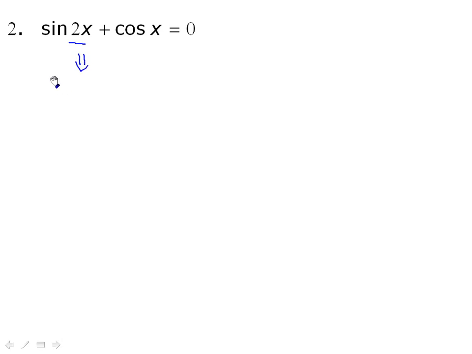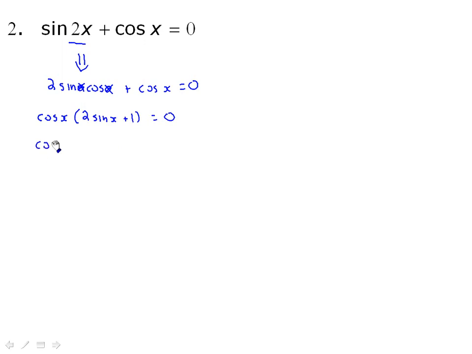If you take a look at your formula sheet, you'll see that this expands into 2 sine theta cos theta plus cos theta, let me call these x's, plus cos x is equal to 0. Now, to solve this, you need to factor out a cos x from both terms. So cos x gets factored out, sits outside the brackets. Do not divide by cos x, because you're going to lose a solution with that. So do not divide by variables, only by numbers. And now we have 2 sine x plus 1 is equal to 0.